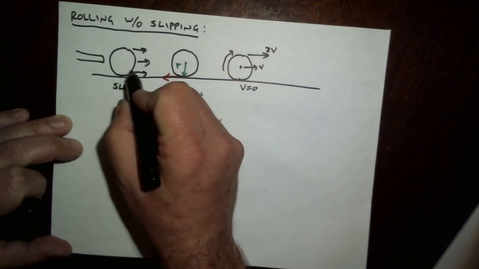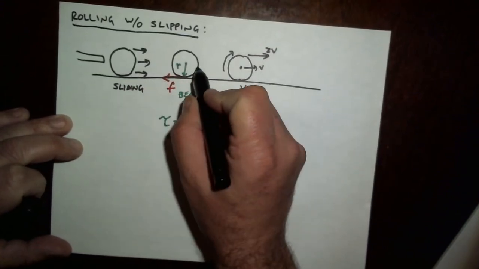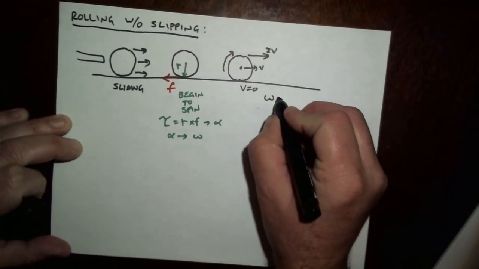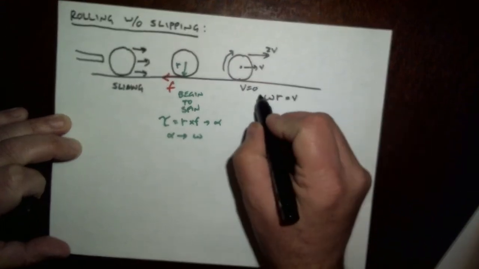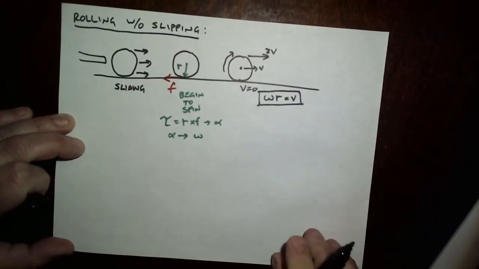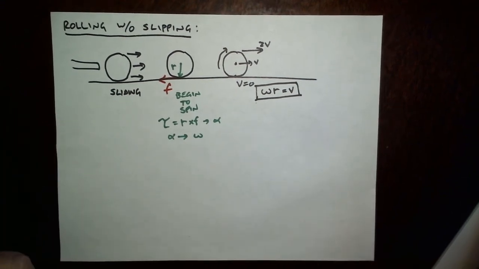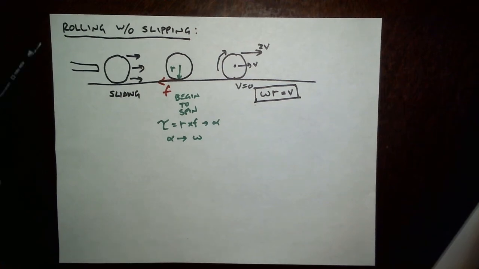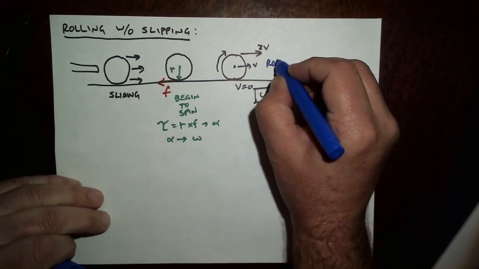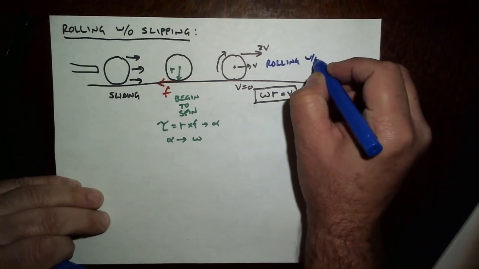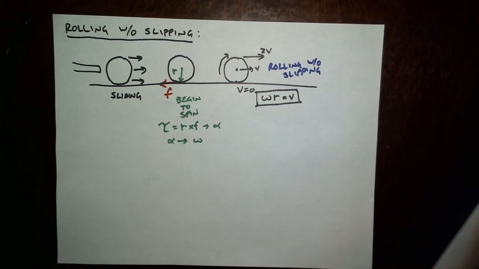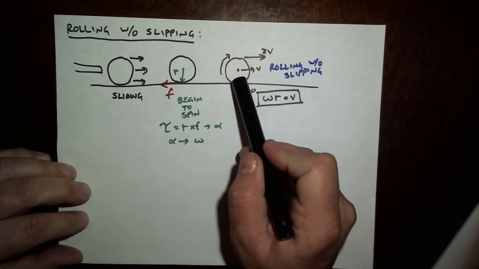This will have lost linear speed and picked up angular speed such that omega times r equals v. This is a relationship I gave you last lecture about how the angular and linear speeds are related, but that's the relationship between the angular velocity and linear velocity of the ball that is rolling without slipping. So I should probably put here that this is a picture of rolling without slipping.